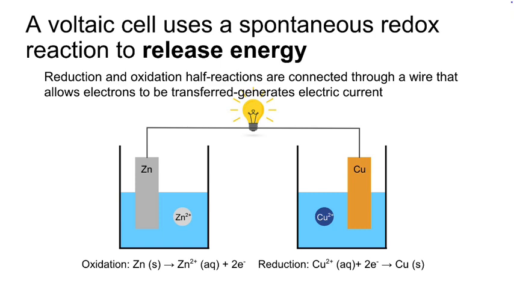Because if it's an uphill process, it doesn't want to do it on its own, which means the only way I can get it to happen is I put energy in. What's the whole point of the voltaic cell? Try a different way. What's the whole point of a battery? To get energy out. Okay? That's our whole important process. So it has to be a spontaneous process for us to want to use it.